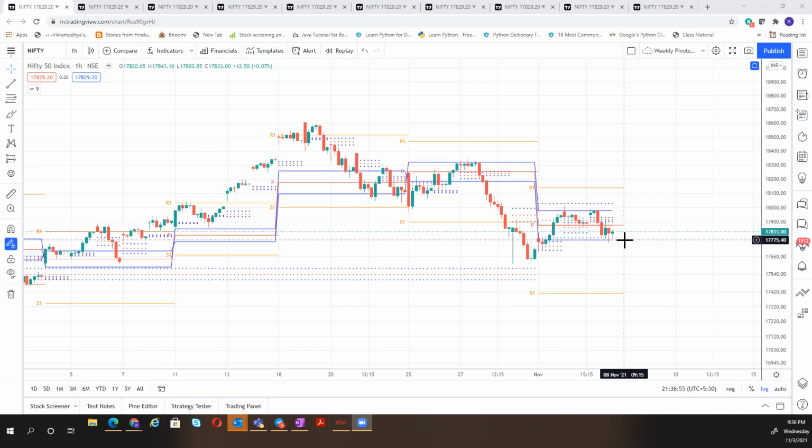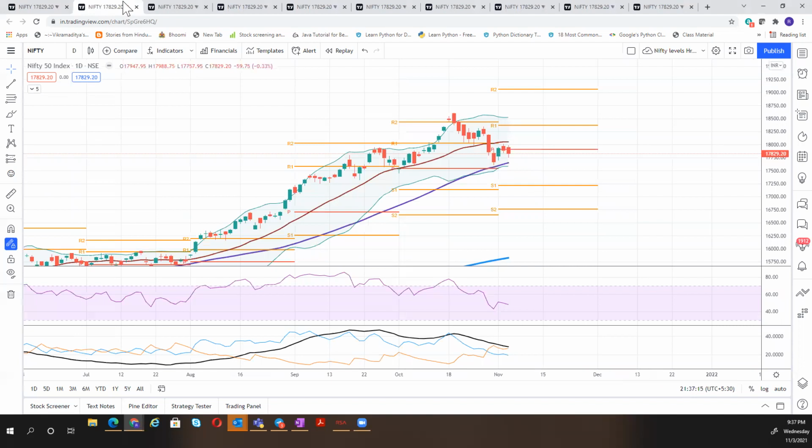So this level 17,775 will be crucial. As I keep telling in my pivot videos, lower BC belongs to sellers, whether it's weekly, monthly, or daily. So if 17,775 breaks, we can anticipate downside. All right, just remember that 17,775.